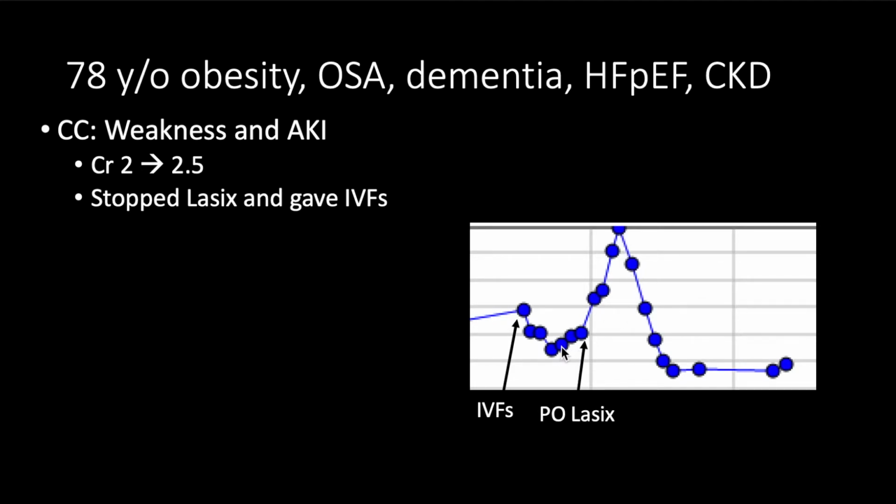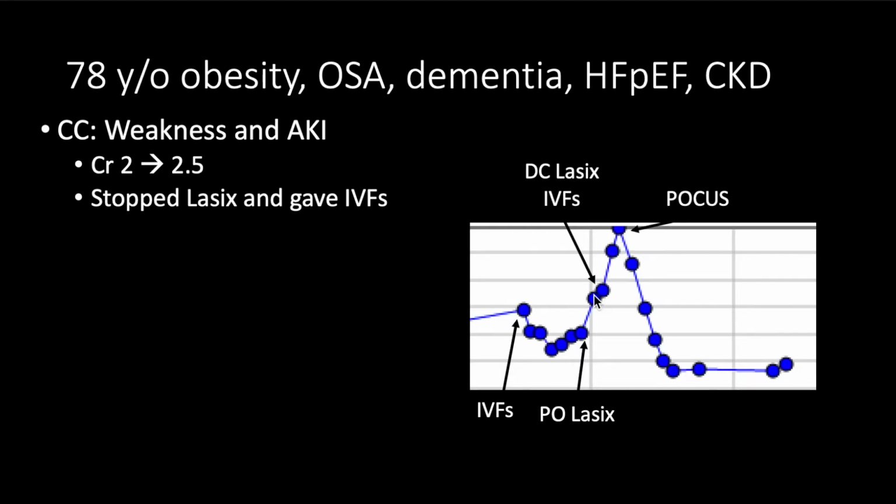Then his creatinine started to drift up a little bit, and so they said, well, let's restart his home diuretic. After restarting the home diuretic, there was a big jump in creatinine. So they said, oh, stop the Lasix. That was a bad move. Let's give him some fluids. But then they gave fluids, and his creatinine continued to escalate.